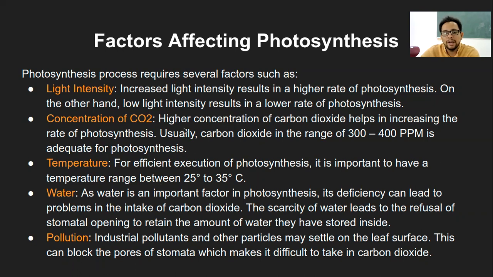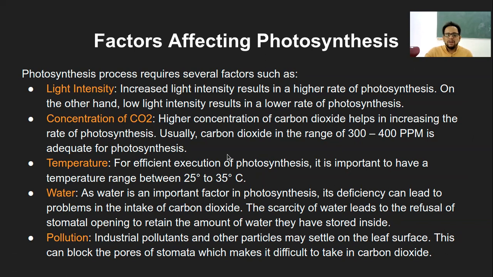Concentration of CO2, again higher the concentration helps in increasing the rate of photosynthesis. The usual concentration that is present is 300 to 400 parts per million, ppm, and it is adequate for photosynthesis. So if it is higher than that, it is surely going to be much more beneficial. So that is the concentration of CO2 or carbon dioxide.